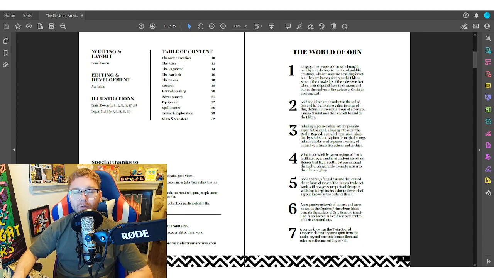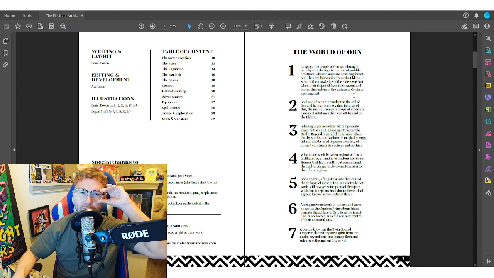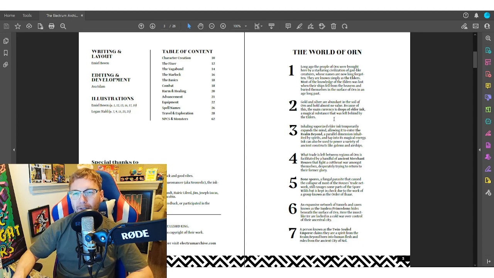You aren't going to be delving into dungeons necessarily looking for gold pieces and trying to scrape together what you can. No, this is saying, okay, there's something else here that's going to provide value. Now, what is that? Because of this, the main currency is drops of Elder ink. This is so cool. A magical substance that was left behind by the Elders. So literally the blood of dead gods is what you're going to be trading as currency in this world. Love it. Absolutely super cool.